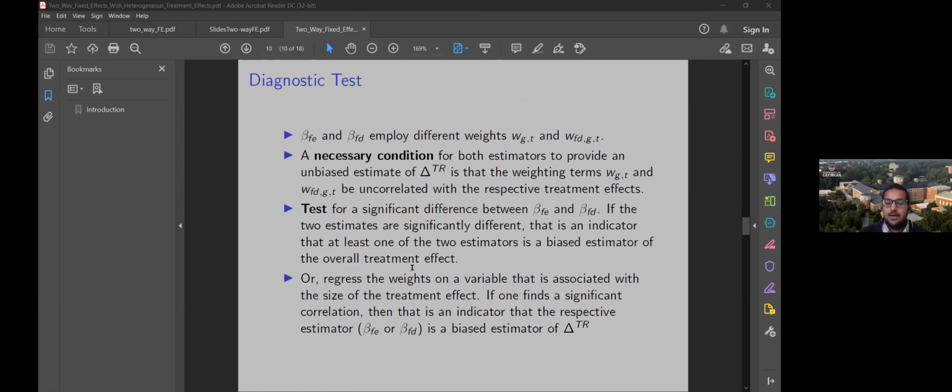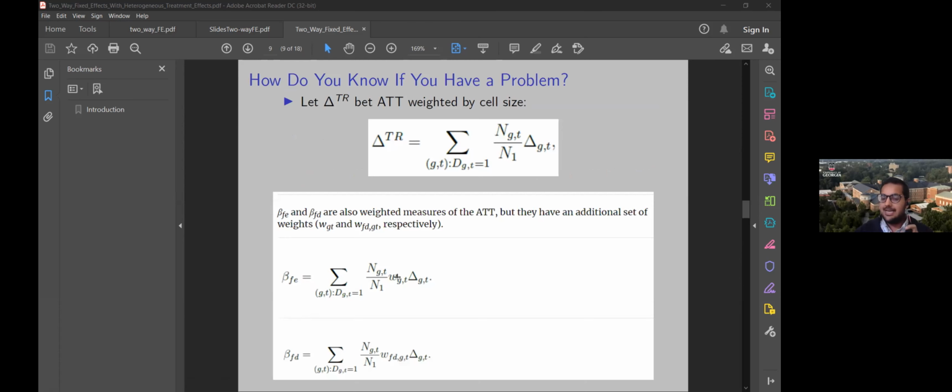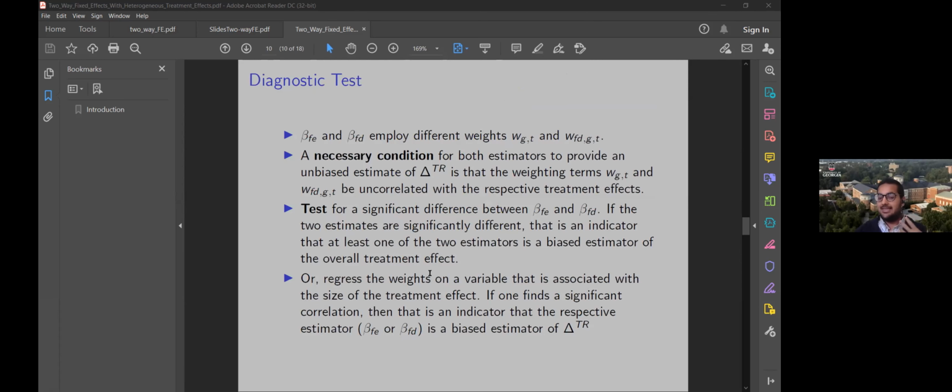Okay. So one thing before I come on to the weights and the methods. Just to give a quick summary, there's a diagnostic test that Chaisemartin and D'Haultfœuille recommend: beta FE and beta FD employ different weights. So a necessary condition for these two to equal the ATT is that the weights associated with the fixed effects estimator or the first difference estimator should be uncorrelated with the treatment effect. One way they suggest we can test this is to get beta FE, get beta FD, do a t-test on it and see if they're statistically different. If they are significantly different, then that is a question about whether there's heterogeneity. If they are not statistically different, then you can be happy about it.